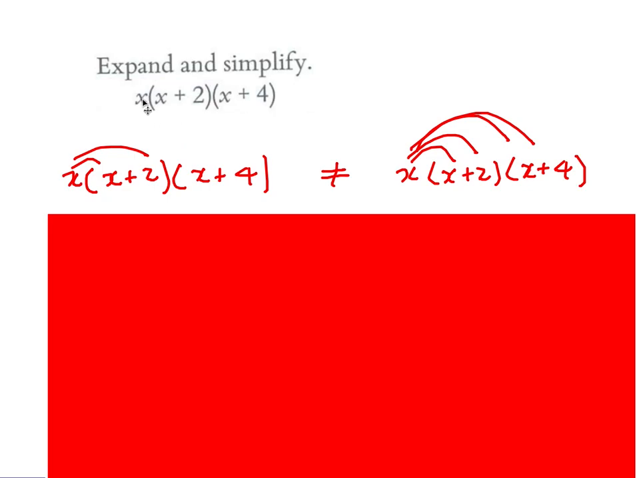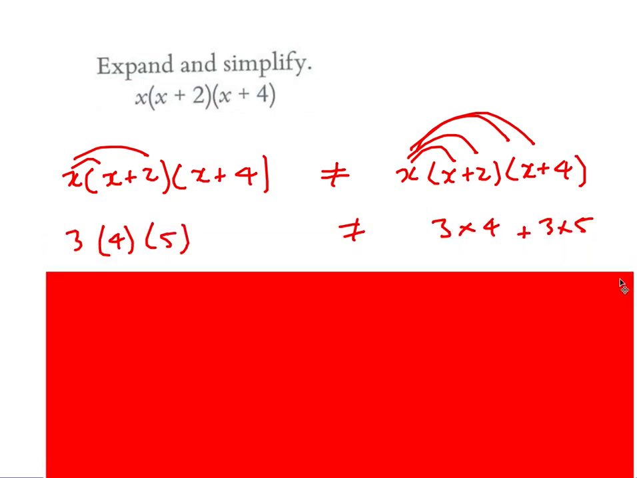Okay, so you can just do x times x plus 2, get your answer, and then multiply that new bracket with the x plus 4. So don't multiply every single thing by x. You get too much. And if you want to see why that is, if I said 3 times 4 times 5, that isn't the same as 3 times 4 and 3 times 5. You wouldn't do that. You'd do 3 times 4 first, and then you would times the answer by 5.